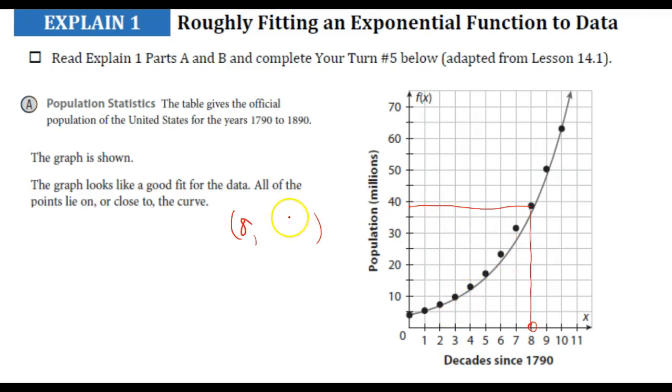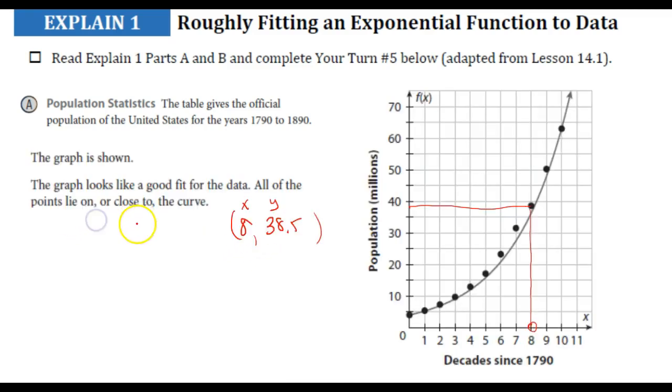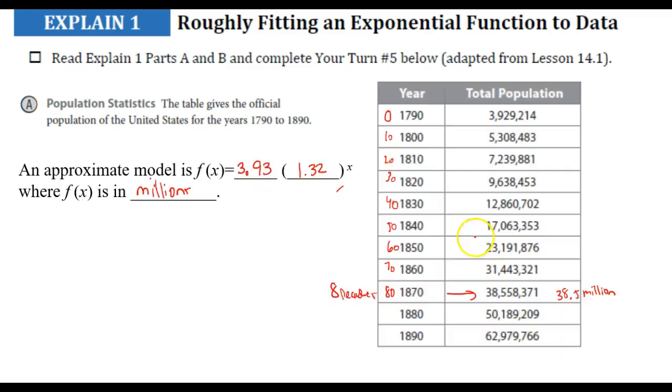So that would be about 38.5. So we're going to use that value for X and Y. So that's 8 and 38.5 for X and Y. So here is our Y value, our A value, and our X value. Our Y value would be 38.5. Our X value would be 8. And then our A value, our initial, was 3.93.